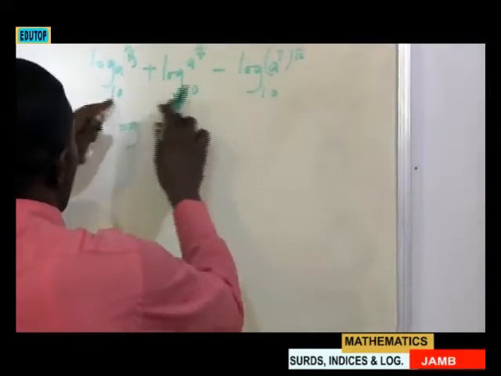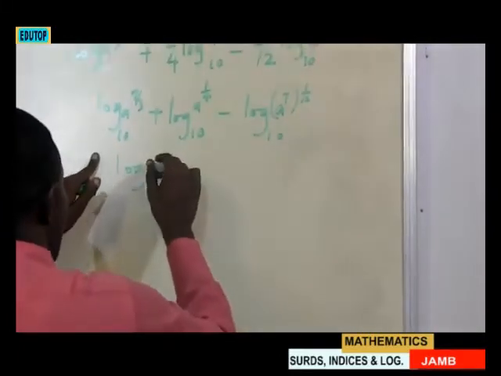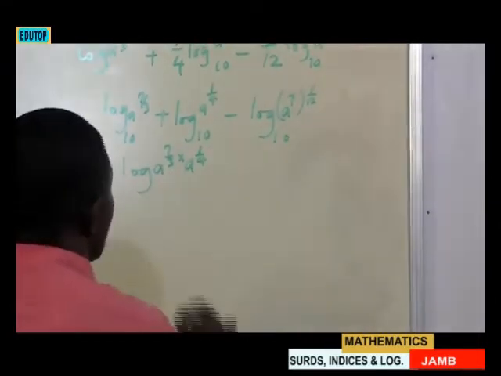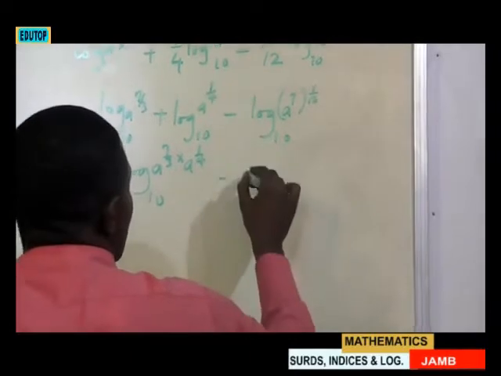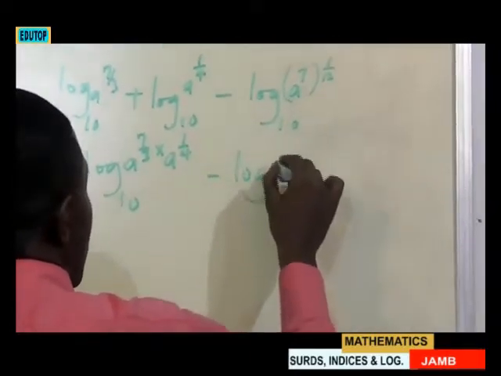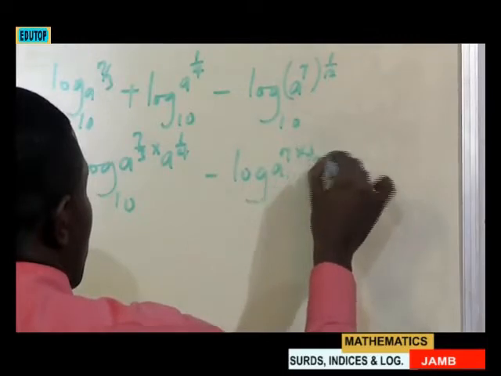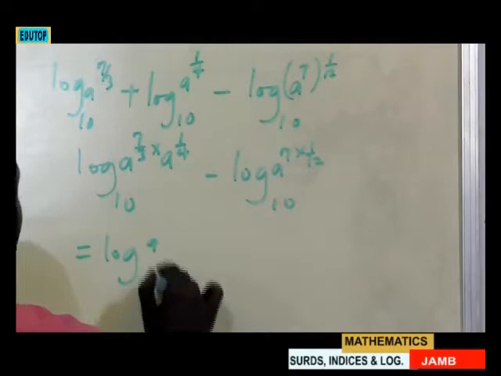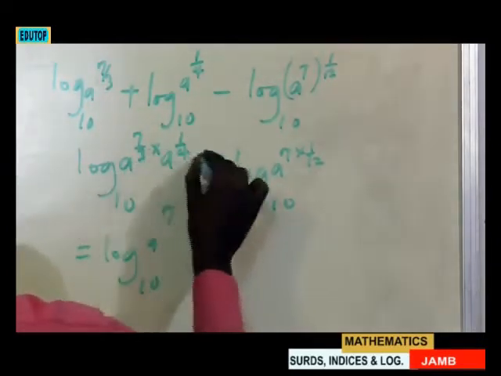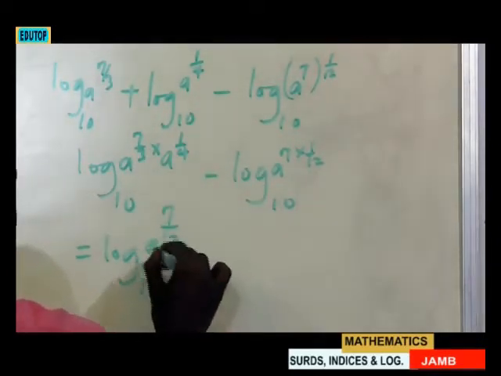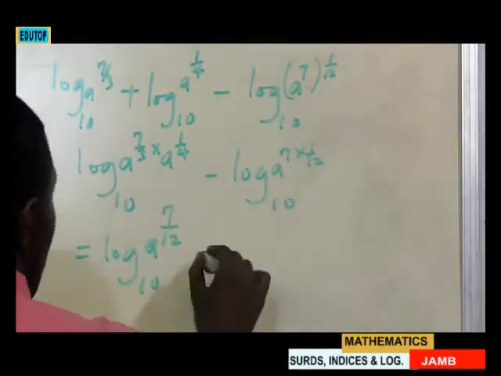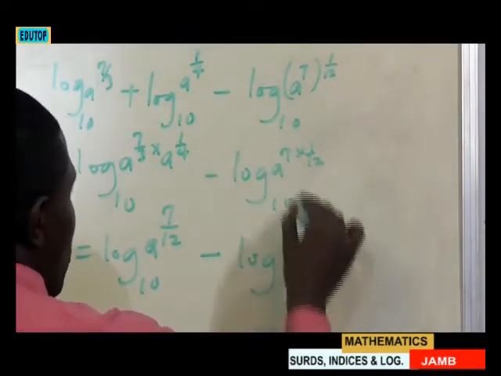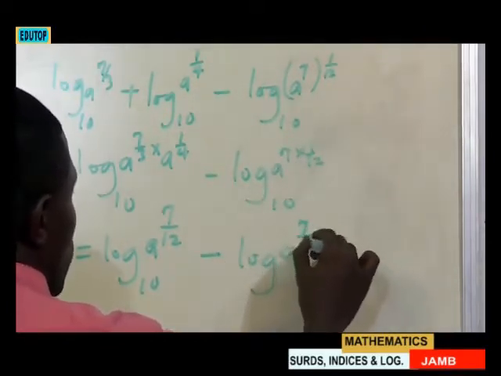You have a common log. So automatically, with an addition, you are meant to multiply. So A 7 over 3 times A 1 over 4 base 10 minus, this one will become log A 7 times 1 over 12 base 10. So this one will definitely be log A base 10. 7 times 1, 7. 3 times 4, 12. So A raised to power 7 over 12 minus log, this one will now be A 7 times 1, 7 over 12, base 10.